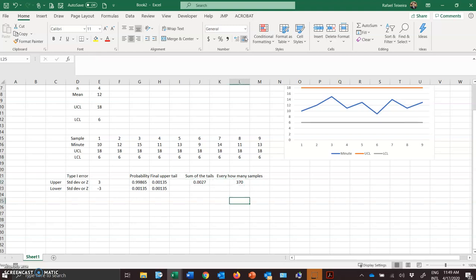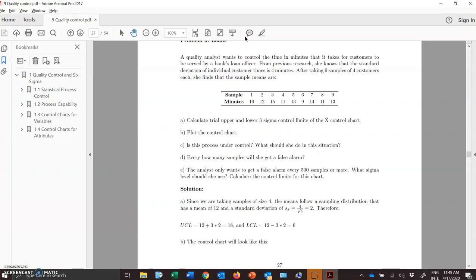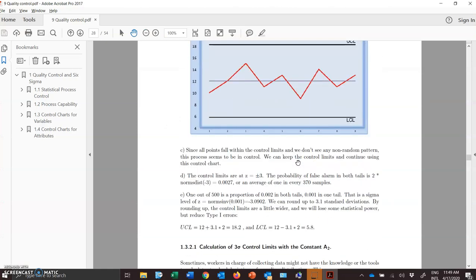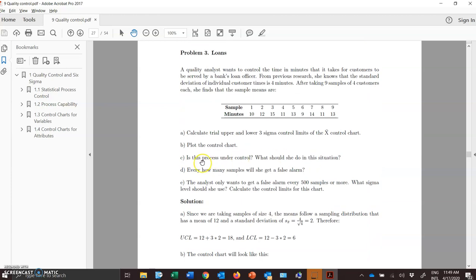Okay, now let's move on. This is the answer we have, it's here: every 370 samples. Now let's work on this one. The analyst only wants to get a false alarm every 500 samples or more. What sigma level, what standard deviation, should she use?